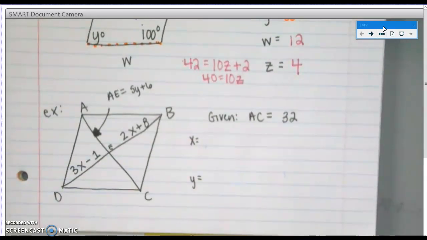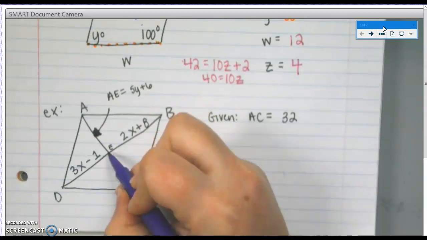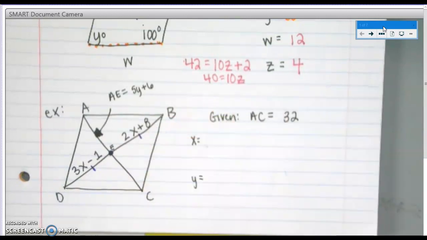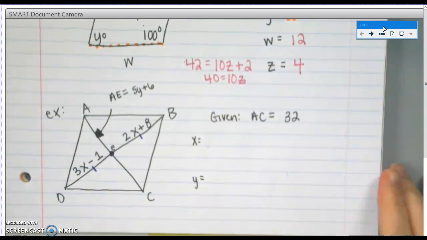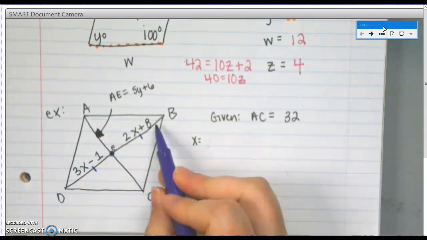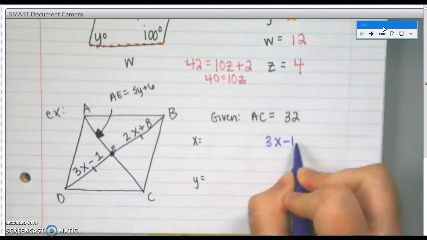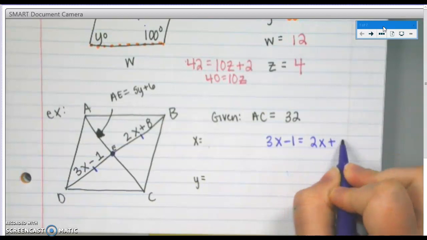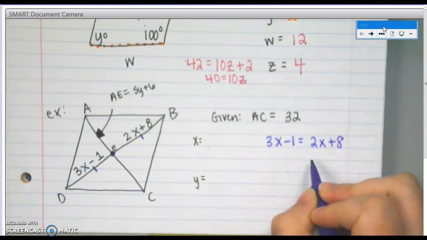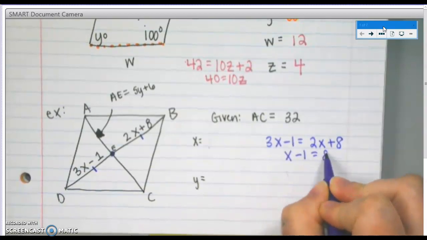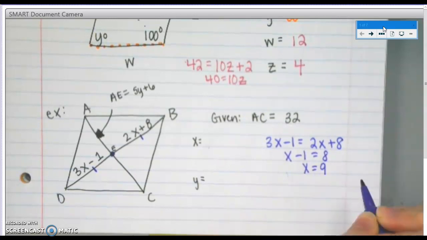All right, the next one, we have some diagonals here. The thing I know about diagonals is that this is the midpoint. So that means this piece is equal to this piece. That's how I'm going to figure out what X is. I know that the two pieces of the diagonal are equal to each other. So 3x minus 1 equals 2x plus 8. I'm going to have to solve this for x. So I will subtract 2x on both sides. I will add 1. So x is equal to 9.